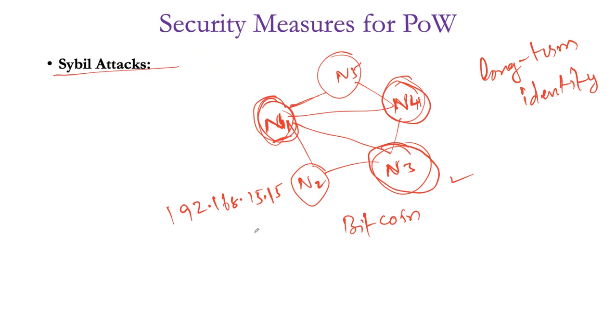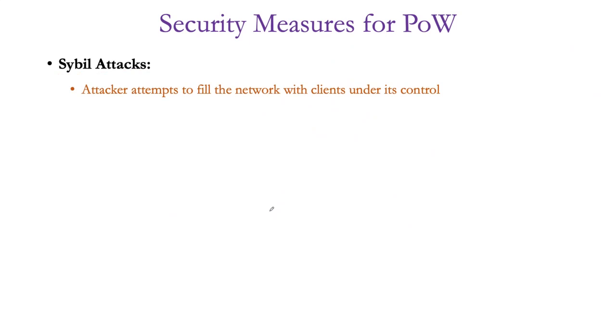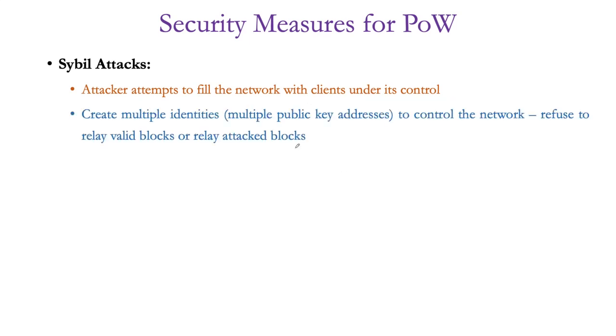That is one of the major security issues in the proof of work public consensus. The attackers can simply attempt to fill the network with clients under their control, so that the entire network is under their control. That creates multiple identities. The multiple public key addresses are used for hashing, for creating a new block, to control the network, and it refuses to relay valid blocks, or relays the attacked blocks, from the honest users in the network.